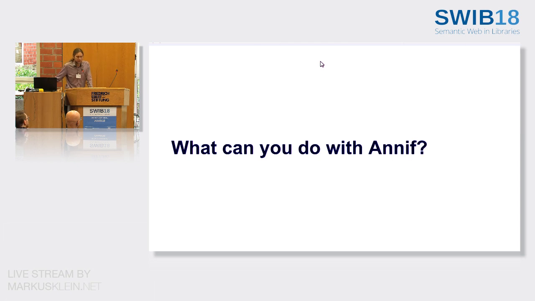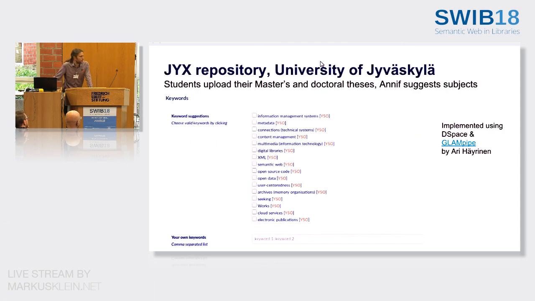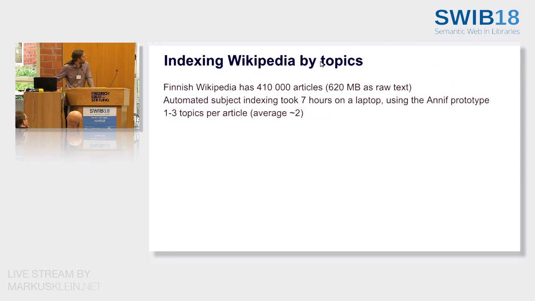So what kind of things can you do with Annif? One early adopter is the University of Jyväskylä. They have an institutional repository where they store master's and doctoral theses of their students. So they use the REST API so that when a student uploads his thesis there, they use Annif to scan it and suggest the subject keywords for this document, so that you don't have to know, for example, what is there in the vocabulary. You get a list where you can choose which ones are correct.